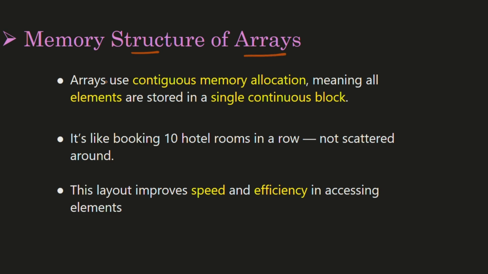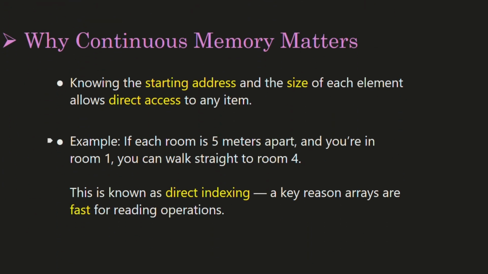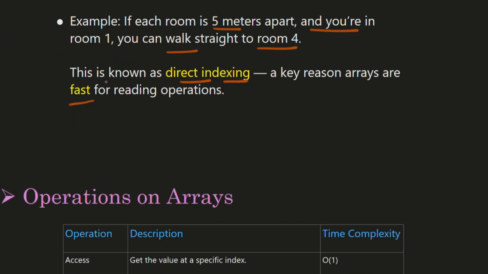Let's dig a little deeper. When we create an array, what we are doing is basically reserving a continuous block of memory, like booking a row of hotel rooms side by side, instead of scattered all over. Why is this important? Because it allows super fast access. If I know the address of the first room, and each room is exactly 5 meters apart, I can directly reach room 4 without asking anyone in between. This is called direct indexing. It's what makes arrays super efficient for reading data, which is much faster than other structures.